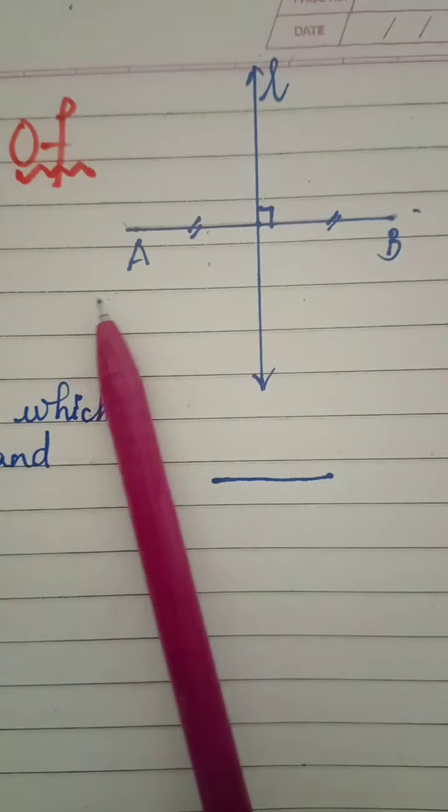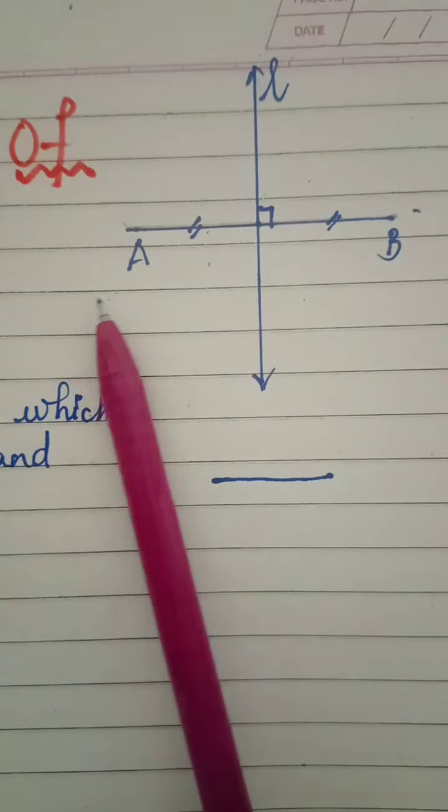That is, its distance from BX and AX will be the same. This is what perpendicular bisector theorem taught us.